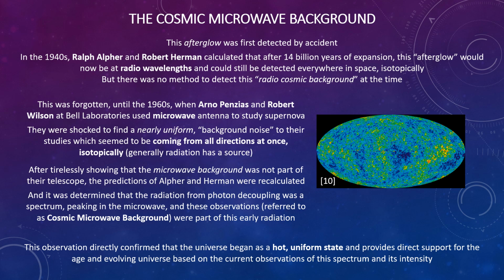So after tirelessly showing that this microwave background was not from something in their telescope, the predictions of Alpher and Herman were recalculated, and it was determined that the radiation from photon decoupling was a spectrum, and that spectrum peaked in the microwave. And these observations, which are referred to as the cosmic microwave background, were a part of this early radiation from the Big Bang.